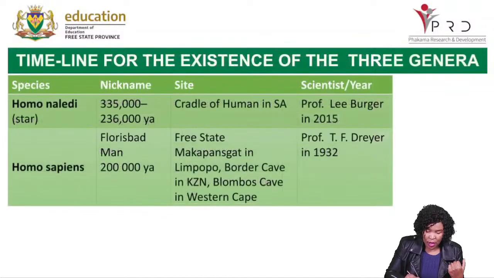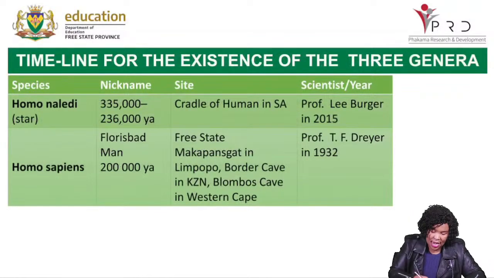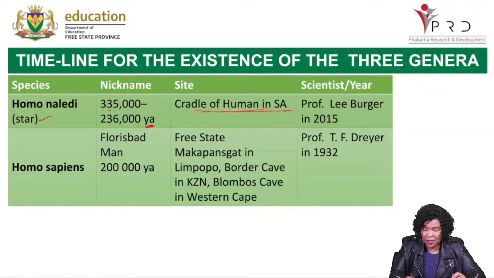And then our most recent child would be Homo naledi. Naledi meaning star. It lived at around 335,000 years to 236,000 years ago, not million. So you see, it is just years ago. So this one is recent. It was found where? At the Cradle of Humankind in South Africa, in the Dinaledi chamber, to be exact, by Professor Lee Berger.